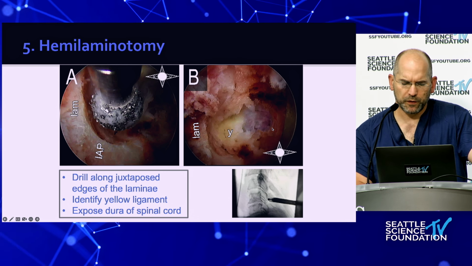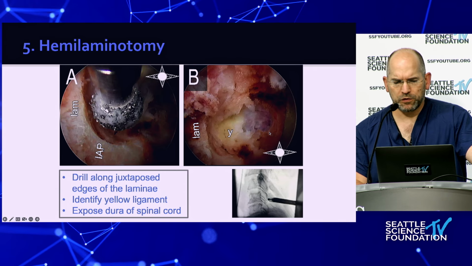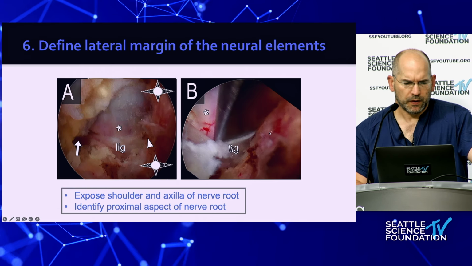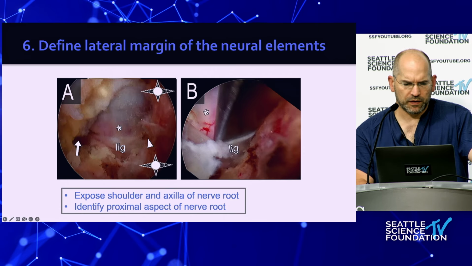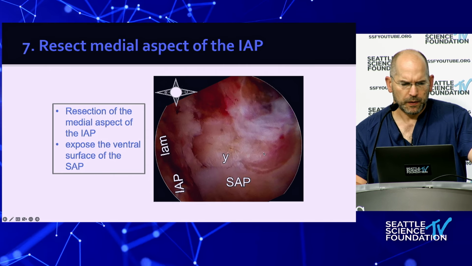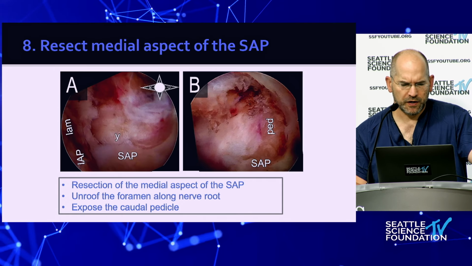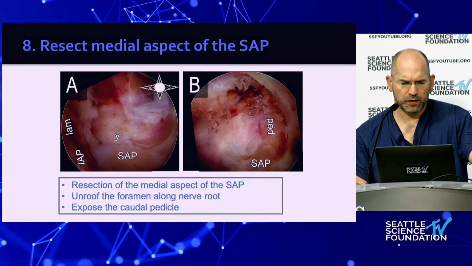Typically, you see the dura first in the inferior space when you drill on the rostral edge of the inferior index lamina. Then you identify the neural elements, the lateral margin, and you can resect the IAP, SAP, and unroof the nerve root.